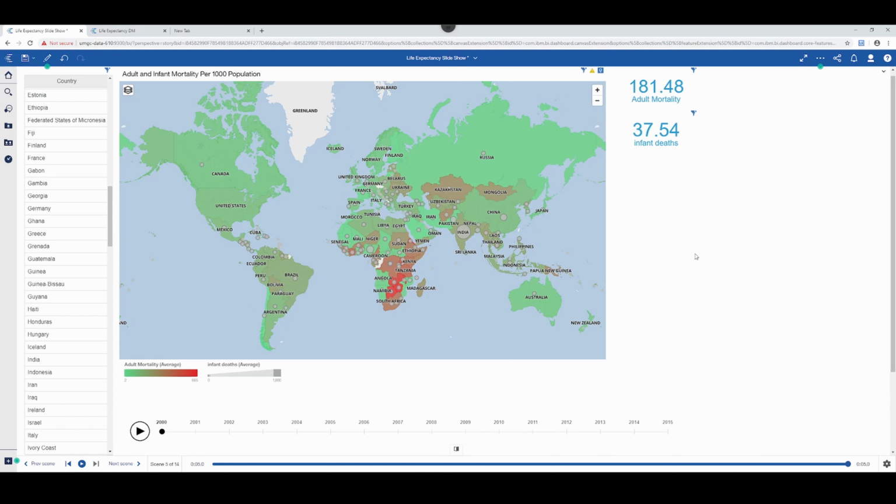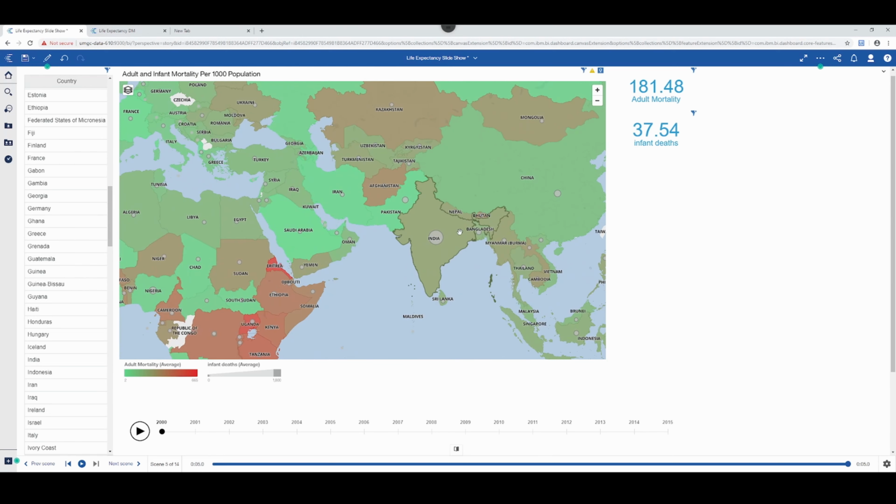So here's the next scene, and again we have another map of the world, and in this case we're mapping adult mortality and infant deaths by country. In this case the legends are different. Here we have low adult mortality in green and high adult mortality in red, whereas infant deaths is determined by the point size. The bigger the point, the higher the infant deaths. The biggest one we can see here is in India for infant deaths.